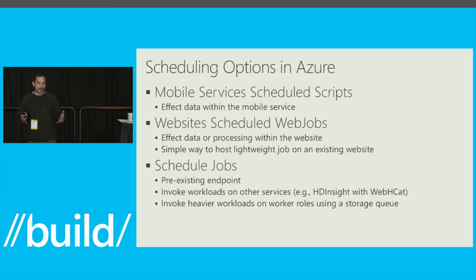I want to invoke heavier workloads on worker roles using a storage queue. One of the advantages of being able to push work to a worker queue is that the backend doesn't have to be up at the time that the request is made. So if either your backend is down for maintenance or it's busy doing work, that message will be queued, and then the backend can come when it's ready to go and process that request.